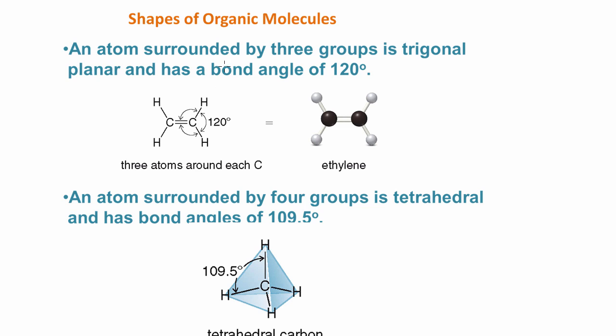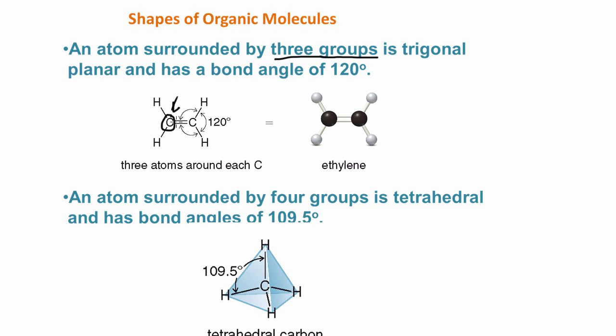As we said before, organic molecules have three-dimensional shapes. And just as a review, when we have an atom surrounded by three groups, in this case here, each one of these carbons is bonded to three atoms, two hydrogens and a carbon in this case.